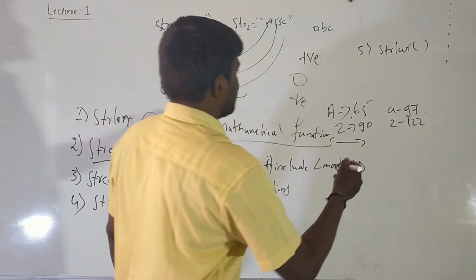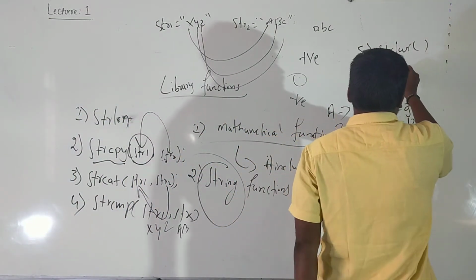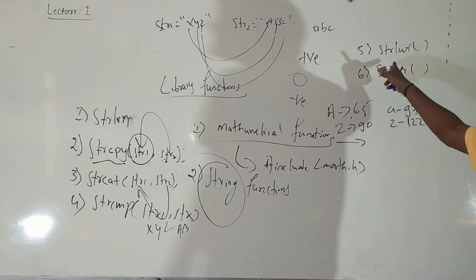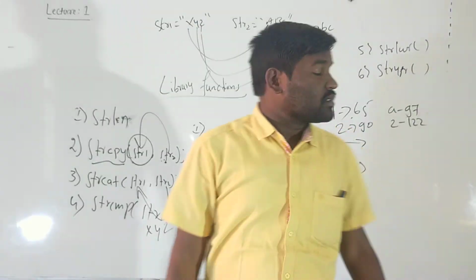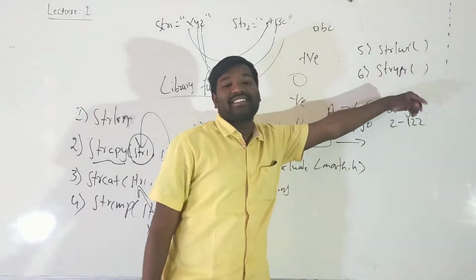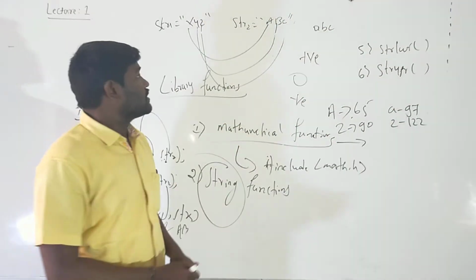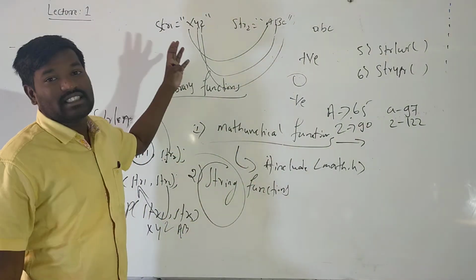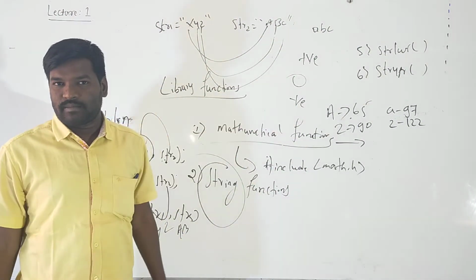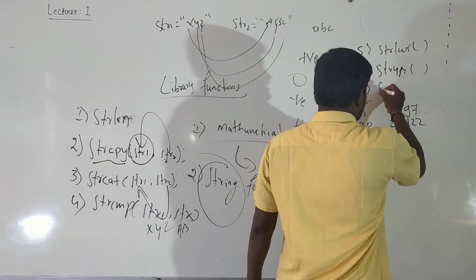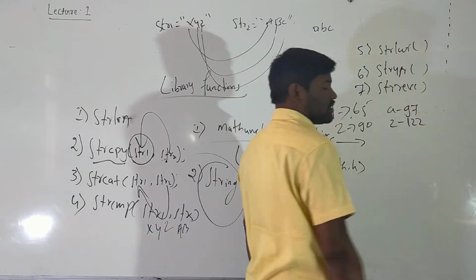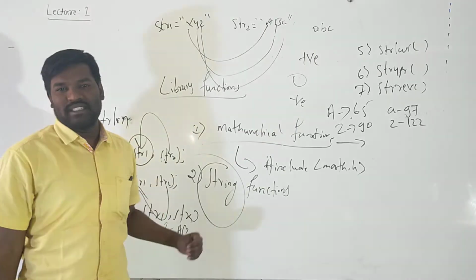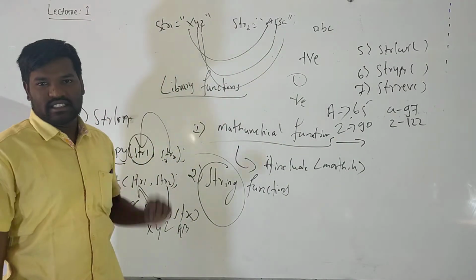Next is strupr. strupr is used to convert all lowercase letters to uppercase letters. Here small xyz is there. If I apply strupr, the result is capital XYZ. Next is strrev. It is used to reverse the given string. If I pass xyz, the result is zyx.